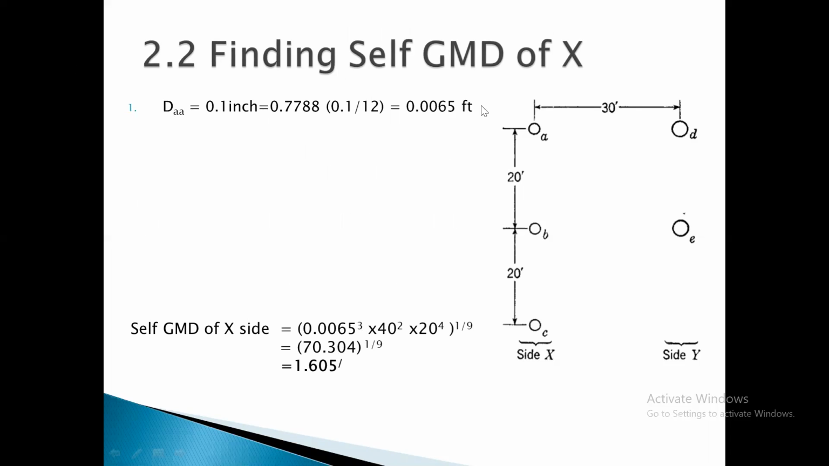For the self GMD of x, I will just consider the conductors on side x, or on phase x. I will not go for side y or phase y. I'm just staying on side x. So the first distance, just recall the lecture I delivered last week. You will remember that firstly we will calculate the, okay, I am opening that.